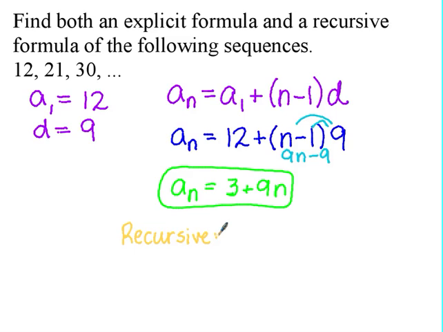I always start with the first term. Good, thank you. So that will be the first part of your answer. A sub 1 equals 12.